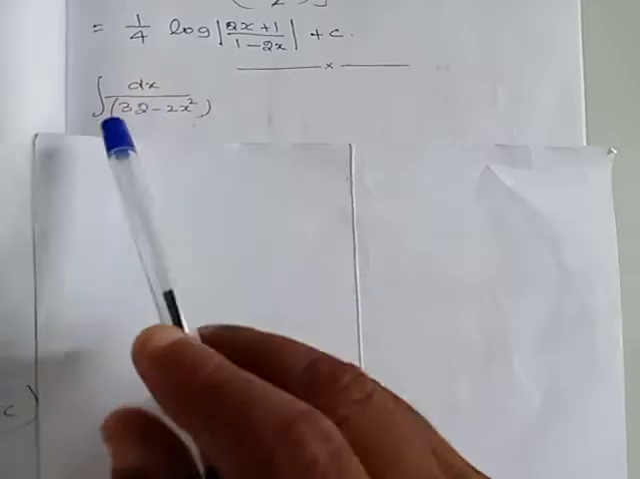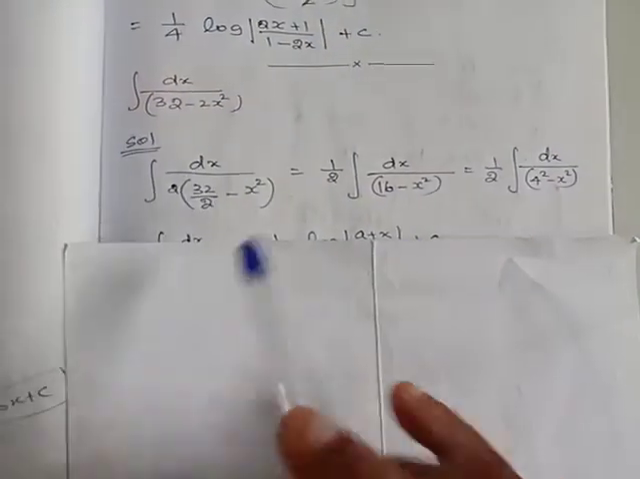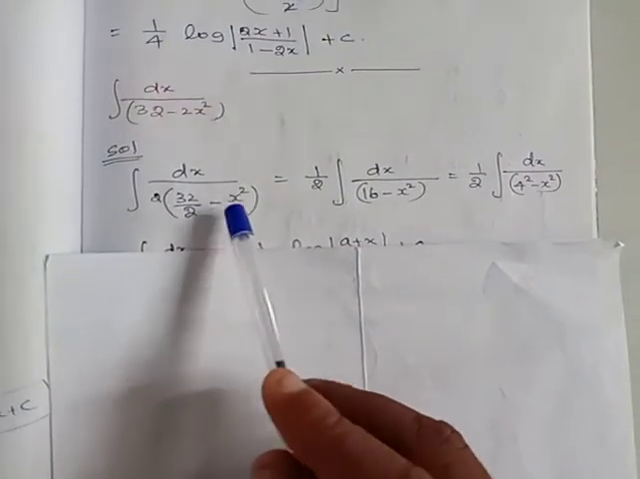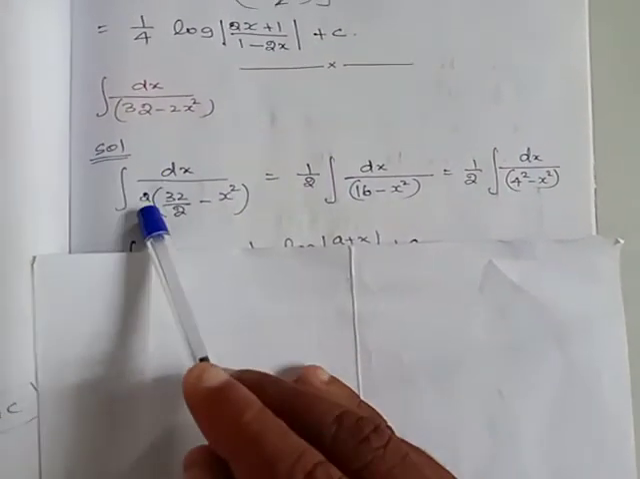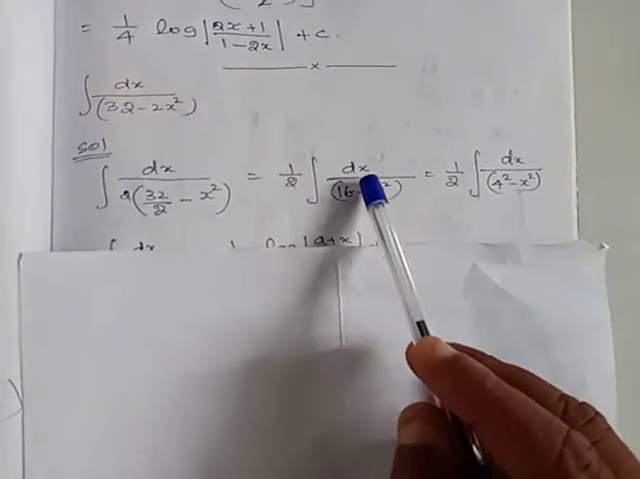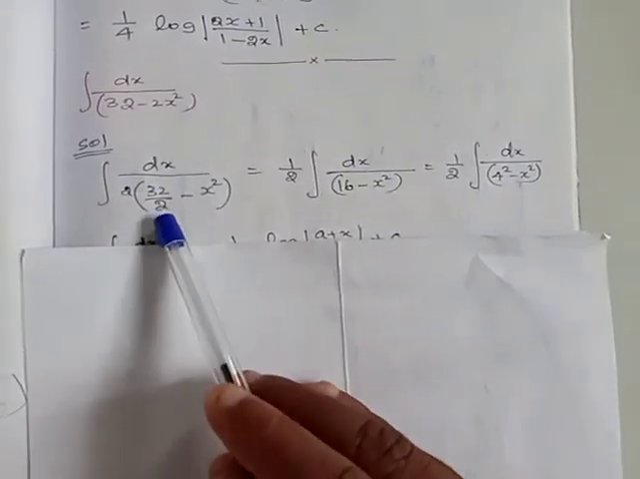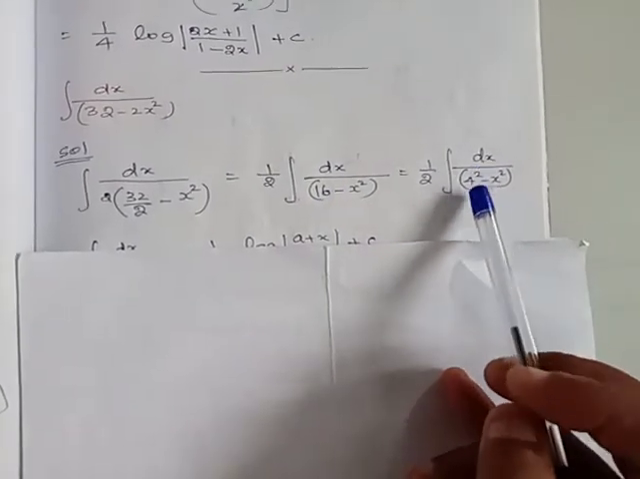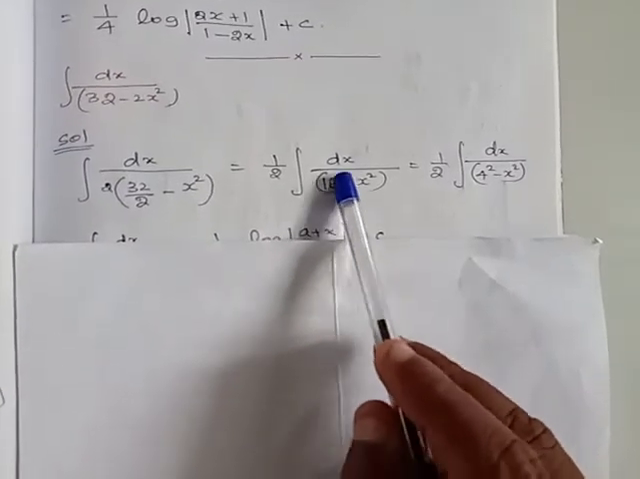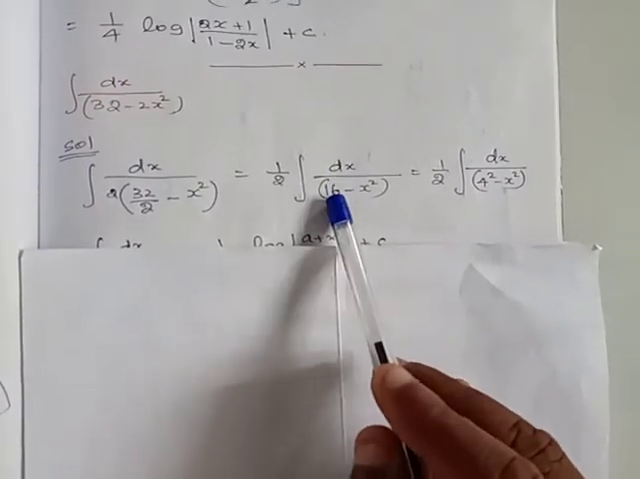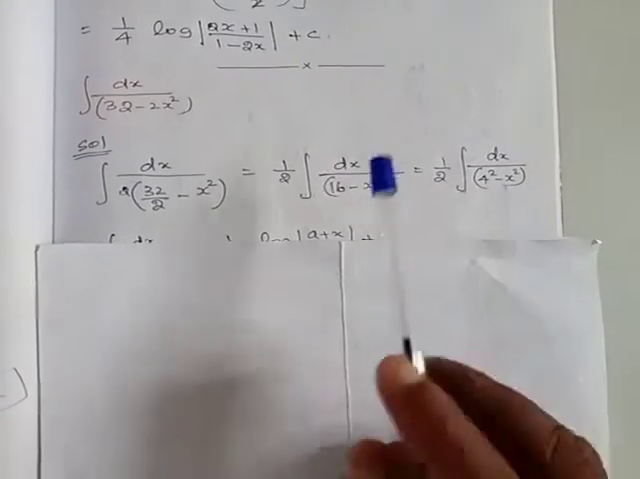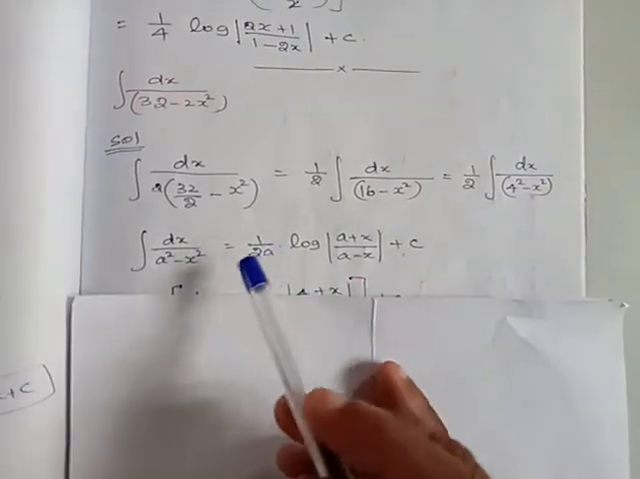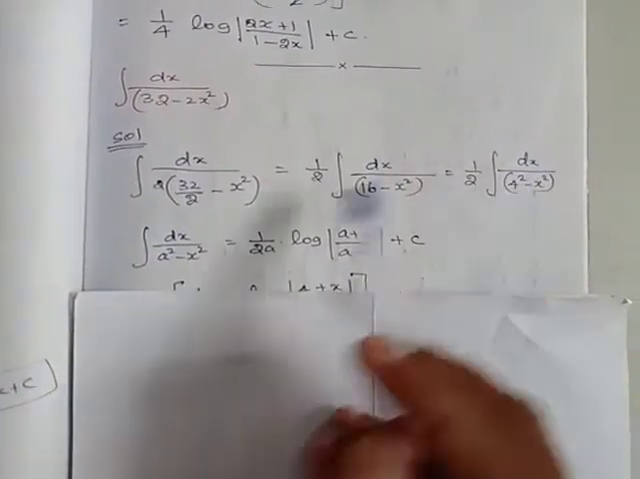So we must make this coefficient of x square as 1. In order to make this as 1, we take 2 as common in the denominator. When we take 2 as common, the question becomes 32 by 2 minus x square. This 1 by 2 can be taken outside the integration, so the question becomes integration of dx divided by 32 by 2, which can be written as 16 minus x square. This 16 can be written as 4 square minus x square, because in the formula we must have the constant value in terms of square. So we wrote this 16 as 4 square. Now if you compare it with the formula, this formula coincides with this question.